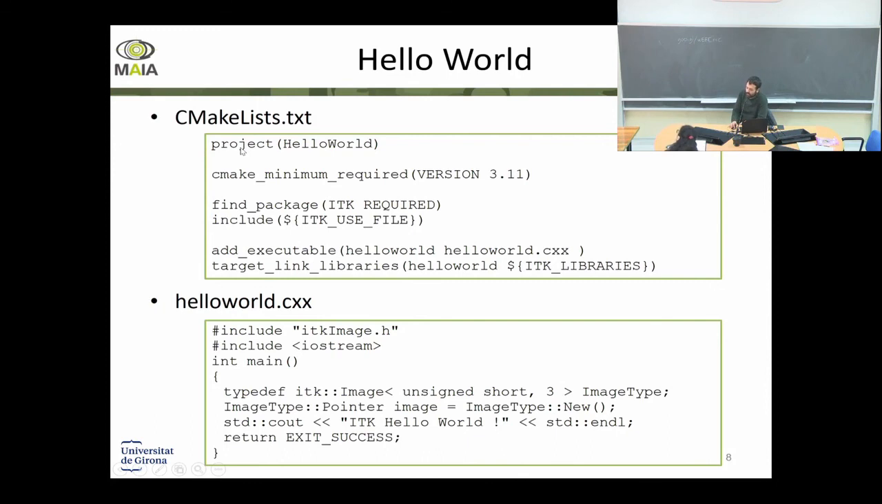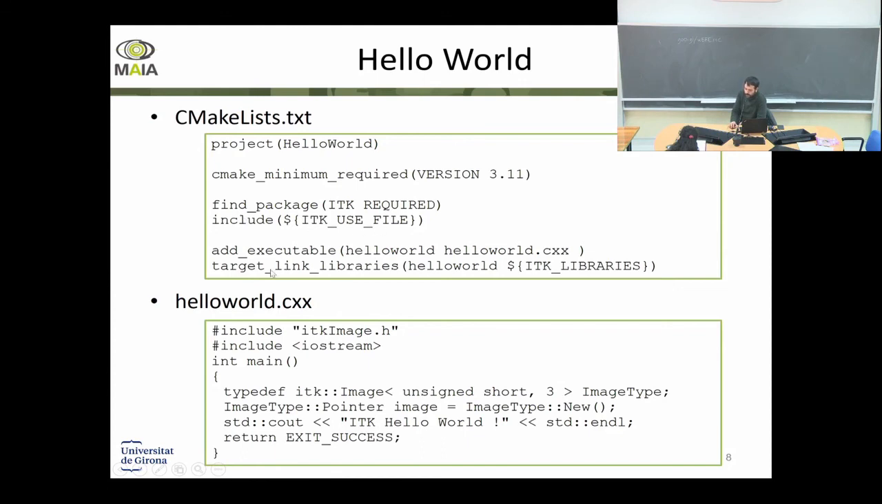You have project, where you name your project. We call it Hello World, to be original. Then there's something that CMake makes us write, which is the CMake minimum required version, but this is something we have to put. And then it's very easy to start using different libraries. Because we are only using ITK, we're going to say find_package ITK required, and we're also going to say the include files of ITK.